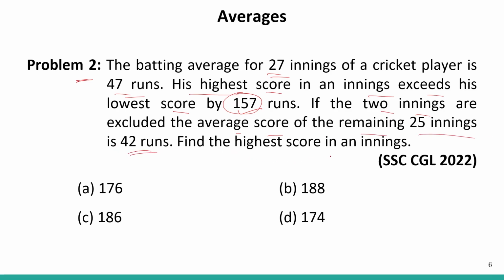Okay. So find the highest score in an innings. This question has been asked in the SSC CGL 2022 paper. So let's see which among these four options, that is A, B, C and D, is actually correct.